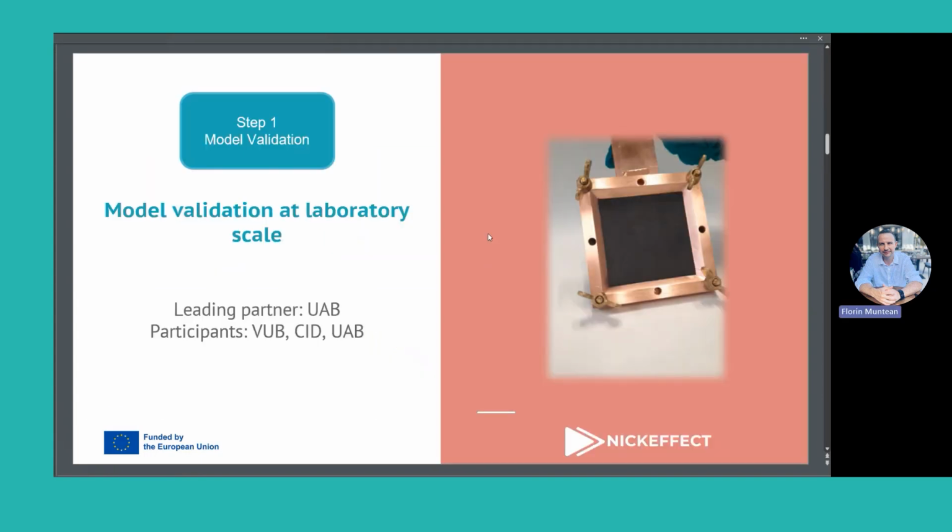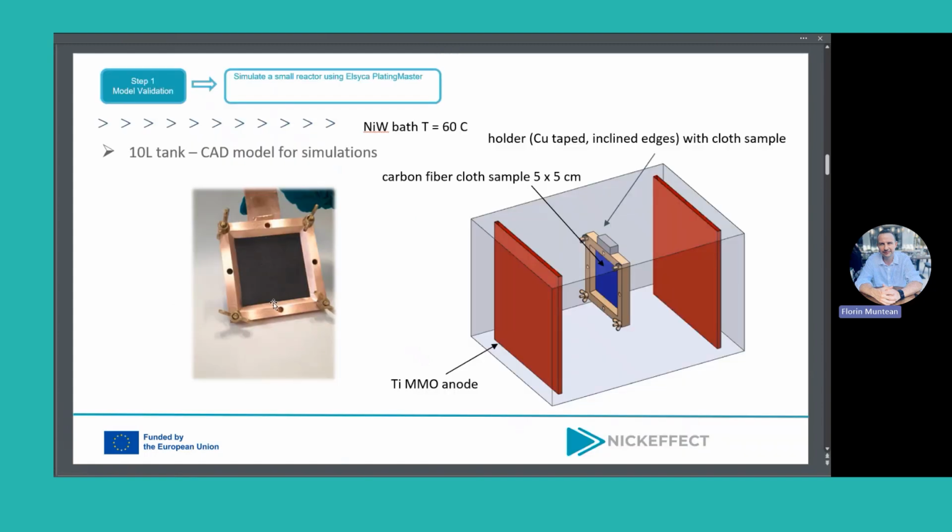So the first step was to validate the model which was being used in the laboratory. We have here a fabric, a carbon fiber cloth, which is 5 by 5 centimeters, and which is kept in place by a holder, copper taped, and we have also 2 titanium anodes.